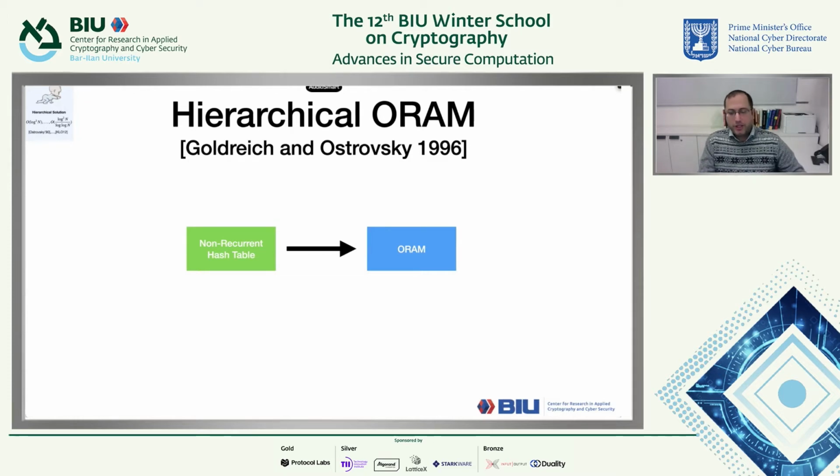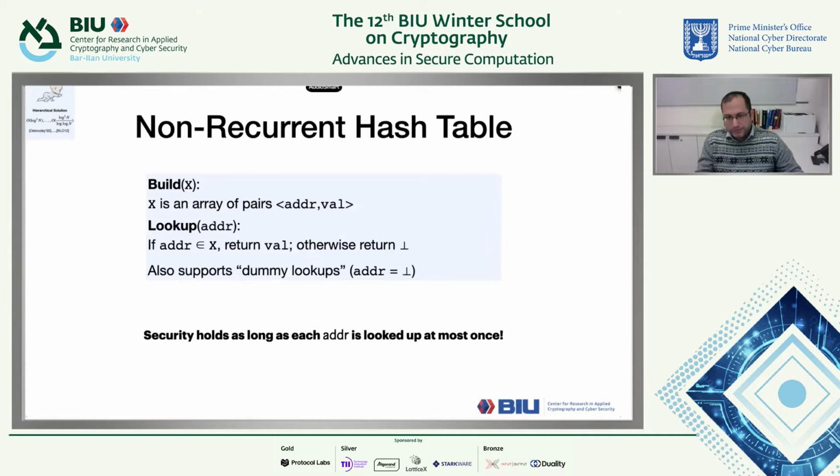Goldreich-Ostrovsky showed essentially how, from a primitive called a non-recurrent hash table, you can construct an ORAM. What is a non-recurrent hash table? It's a hash table, namely, a primitive, an algorithm that supports two operations. First, I have a build. I get some array in the memory. The array contains pairs of addresses and values. And we have to do some pre-processing, arrange the information in the memory. This is the build operation. Of course, it has to be oblivious.